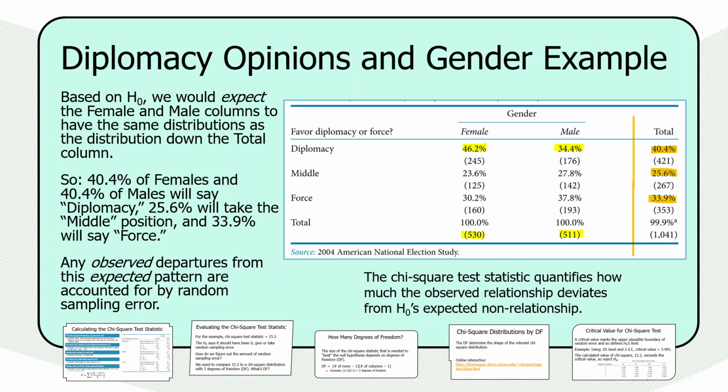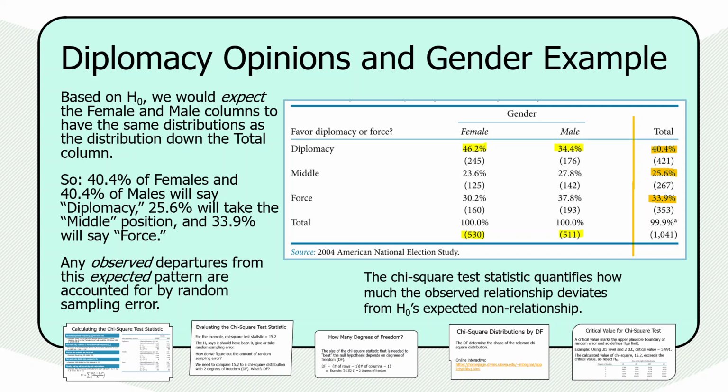That's the logic. H sub 0 is based on the expectation that the distribution of cases down the female column and the distribution down the male column will be the same as the distribution down the total column. So 40.4% of females and 40.4% of males will say diplomacy, 25.6% will take the middle position of both genders, and 33.9% of both genders will say force. Any observed departures from this expected pattern are accounted for by random sampling error.